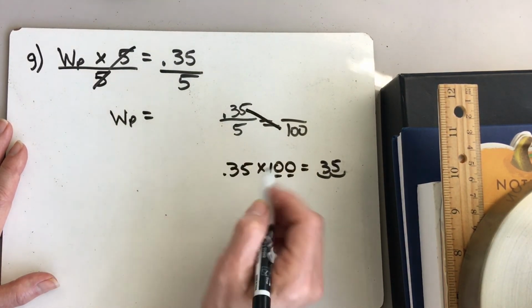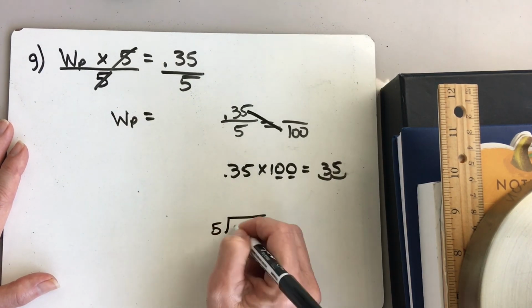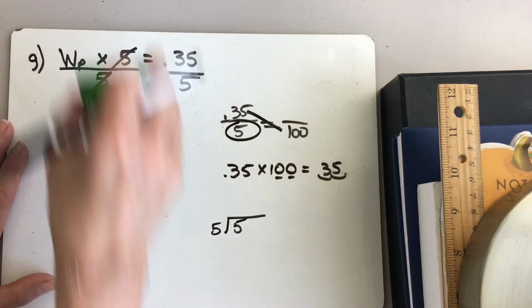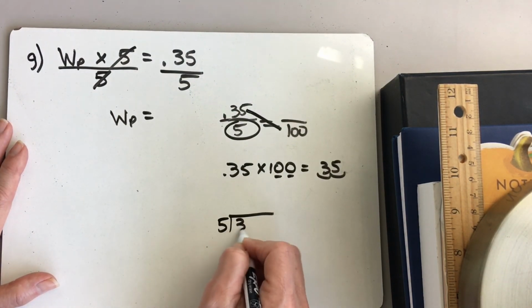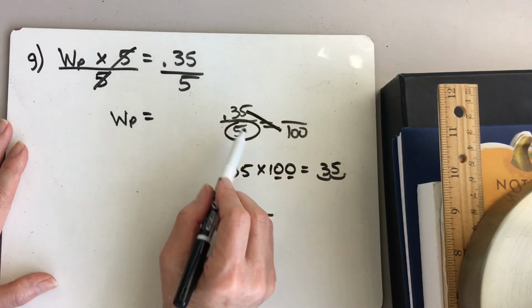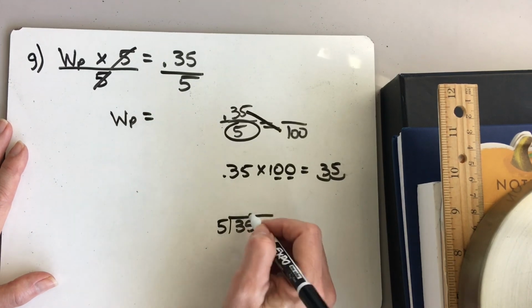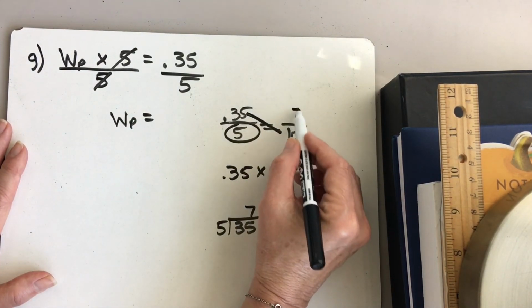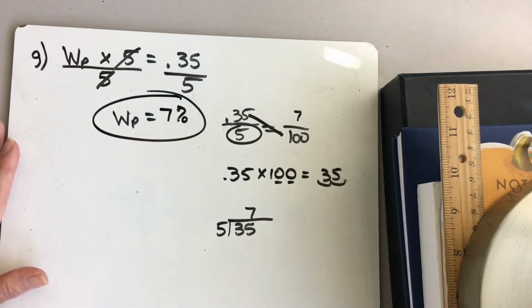So now our problem is 5 into 35. We divide by that, okay? Five into 35. So we multiply this diagonally, we get 35, we divide by the other number, and we know that comes out to be 7. And that's the number that would be up here. That is a percent, and that is our answer, 7%.